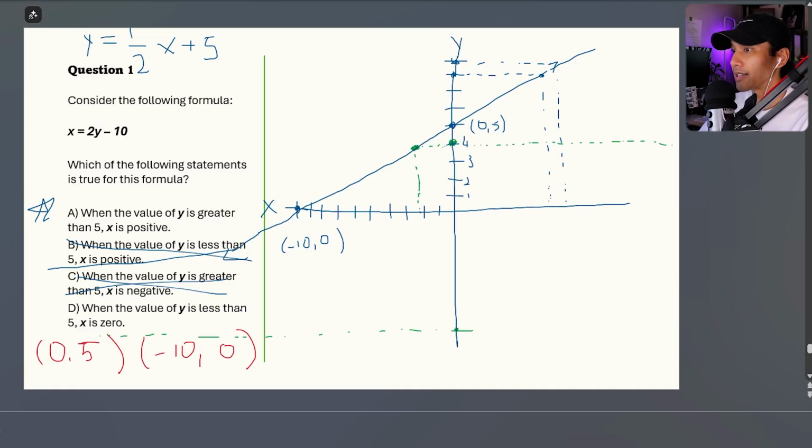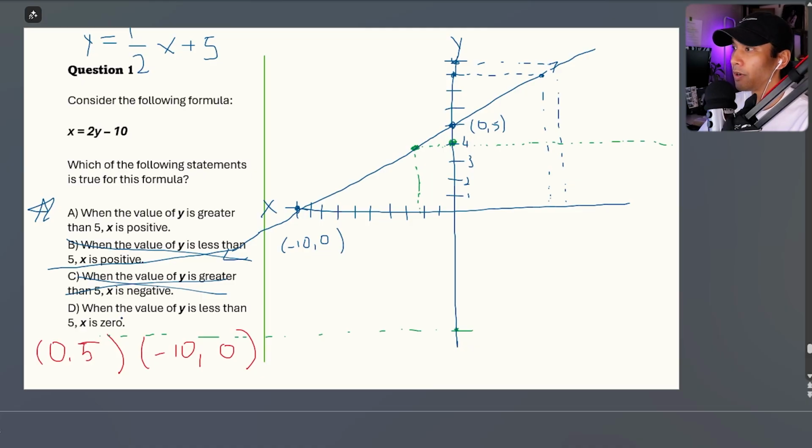When the value of y is less than 5, x is 0. Anything less than 5, that's incorrect because the only way that we can have x to be 0 is at the y-intercept, which is at 5. If it said when the value of y is less than or equal to, right? Or I don't know. I'm going to confuse myself there. When the value of y is less than or equal to 5, x is 0.